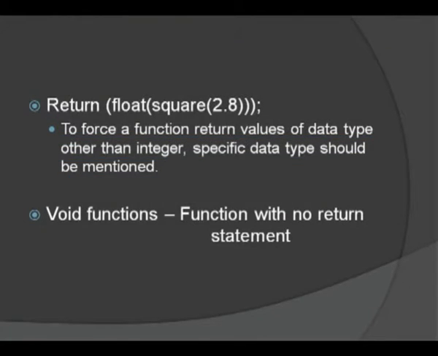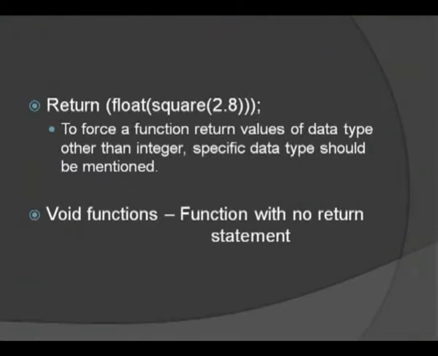So, we will get the square of the number. The number should be explicitly returned in the float data type, that is, it should not take just the integer value and return it to the function. We want the answer in the float data type with the exact decimal and fraction. That is the reason we are explicitly converting that square of 2.8 into a float and returning the value. This also is permissible in the C language.